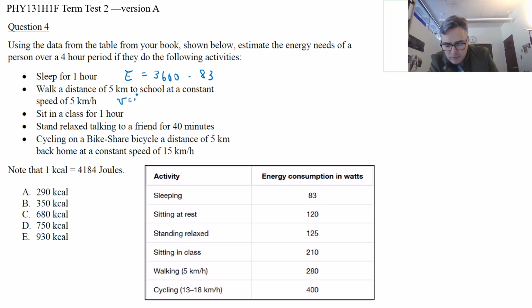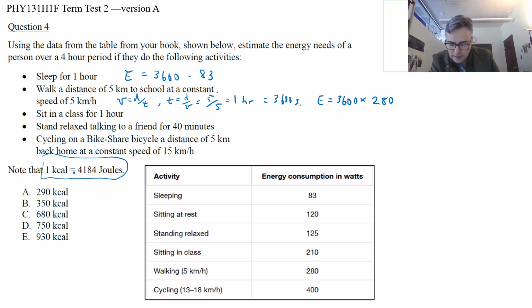So remember, v is equal to d over t, so t is equal to d over v. 5 kilometers divided by 5 kilometers per hour equals 1 hour. It takes them 1 hour, so that's 3,600 seconds. So this energy is equal to 3,600 times walking, 280. I'm also going to use that 1 kilocalorie equals 4,184 joules, so I'm going to divide by 4,184.